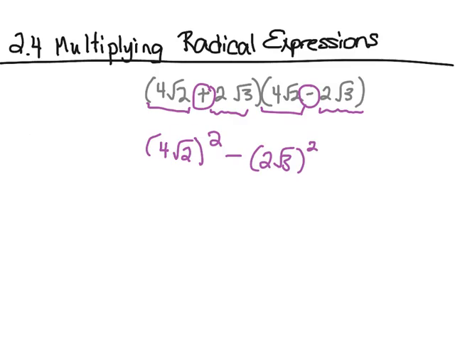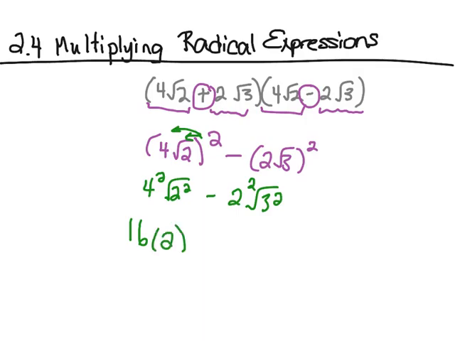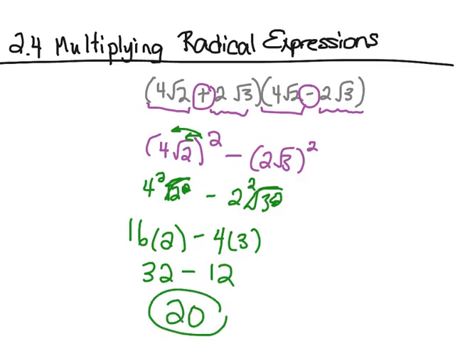When we distribute out the power, we need to square both terms. So 4 squared and root 2 squared minus 2 squared root 3 squared. 4 squared is 16. Root 2 squared is just 2. This is going to cancel. Minus 2 squared is 4. This is canceled, so 4 times 3. So we have 16 times 2, which is 32, minus 4 times 3, which is 12. So our final answer is 20.